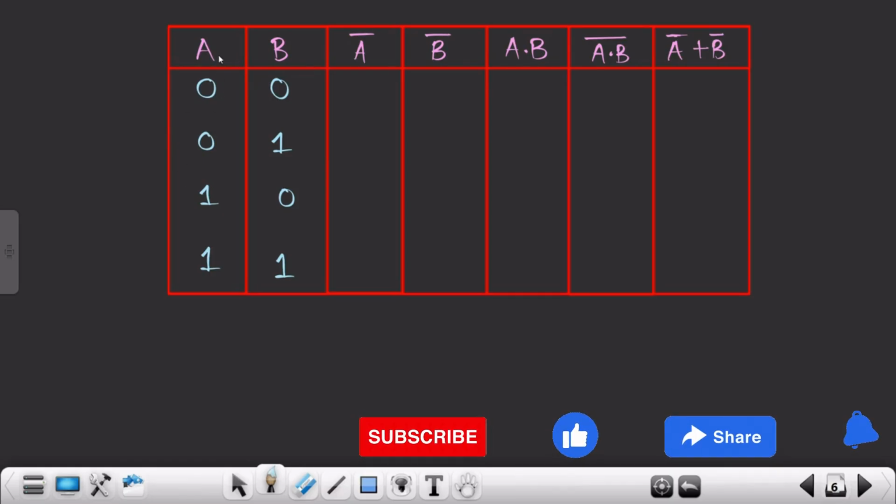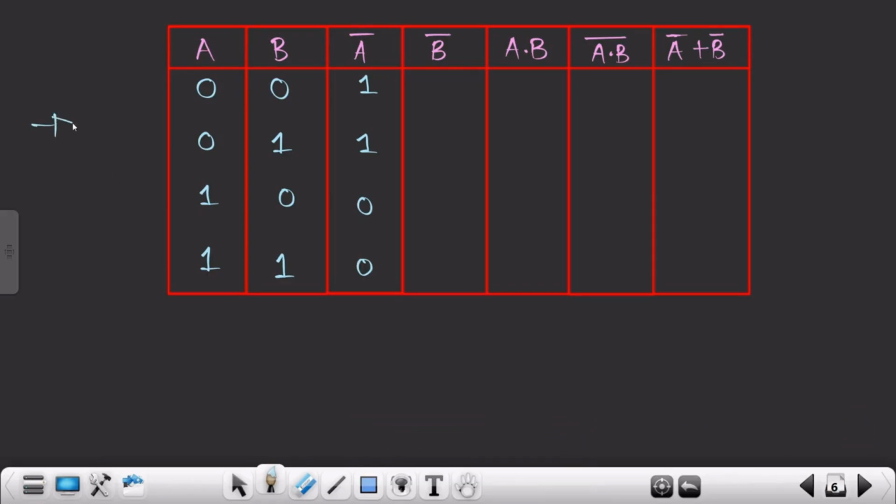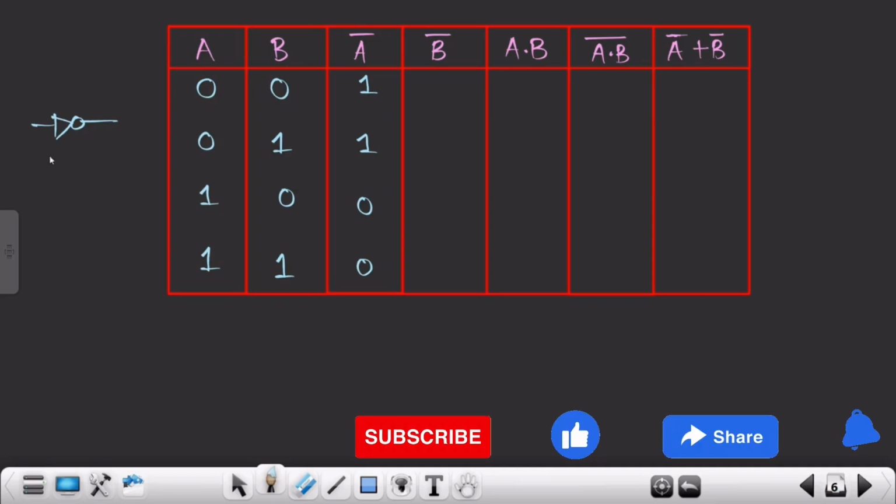Now we have A as 0 0 1 1. So obviously A bar would be 1 1 0 0. I hope you know this, but still it's my responsibility to explain each and everything in depth. If this is a NOT gate and your A is 0, your A bar would be 1. On a similar note, if your A is 1 at the input side, A bar would be 0. So if it is 0, A bar would be 1. If A is 1, A bar would be 0. I hope you understood this. Let me erase it.